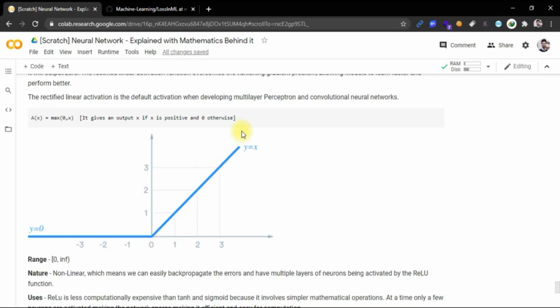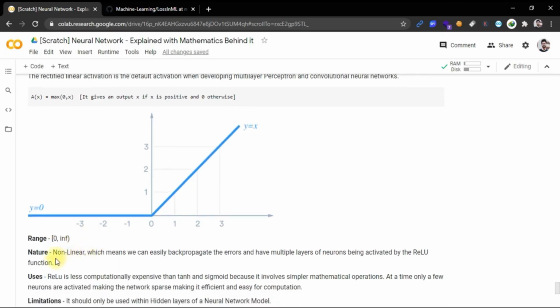It will not, it will give 0. That's it. There is no other thing involved in this ReLU function. That's why this function is the most valuable function in the machine learning or deep learning domain. Say, this is the range and nature.